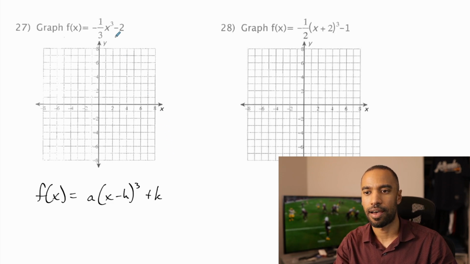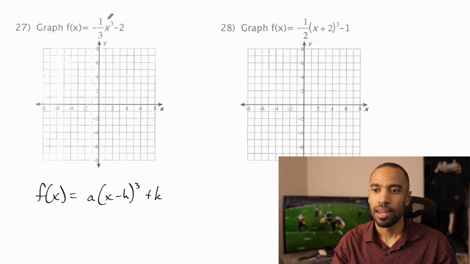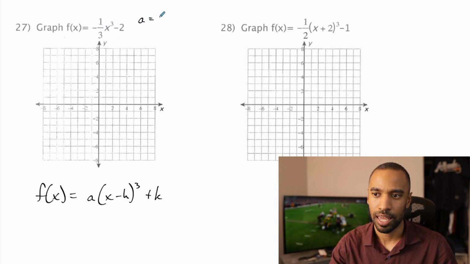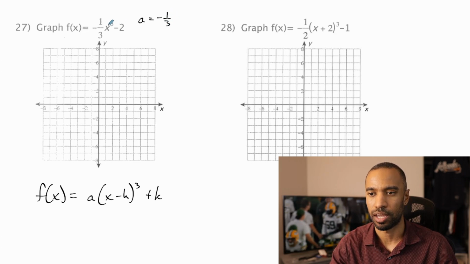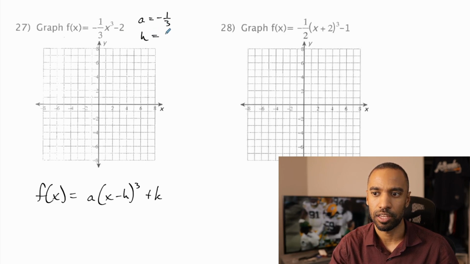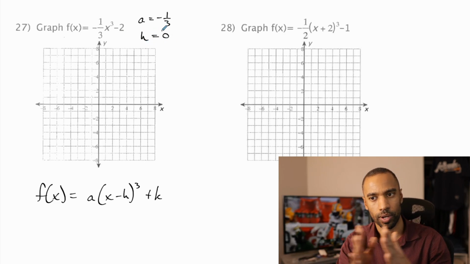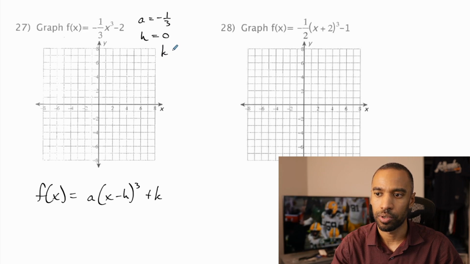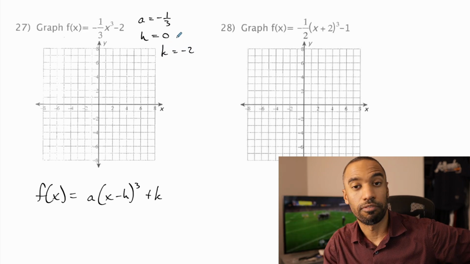We got to identify our a, h, and k here. Now in this first problem, a is clearly negative 1/3, and we'll talk about what that means in a second. But there is no quantity here that's being cubed, it's just x. That means the h value is 0. There is no horizontal translation to this. But the k value is also clearly a negative 2. There's a vertical translation.